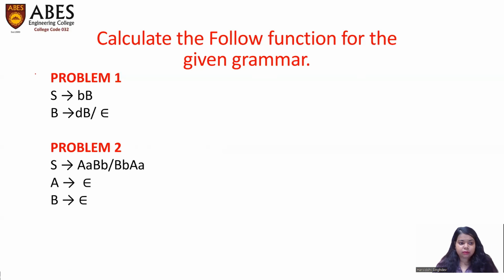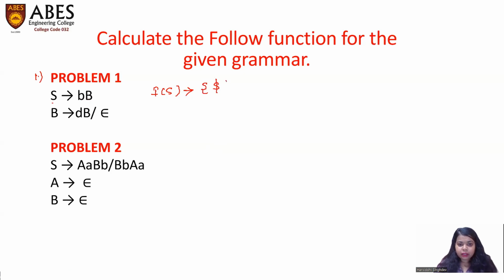Taking this problem, S tends to capital B, capital B tends to small d, capital B and epsilon. First, we start from the starting symbol, so let's take F of S, where F means follow of S. S is the starting symbol. According to rule number 1, whenever we talk about the starting symbol, we need to include the dollar symbol in the follow set. Now we have to check whether the starting symbol S occurs in the right hand side of any production. No.